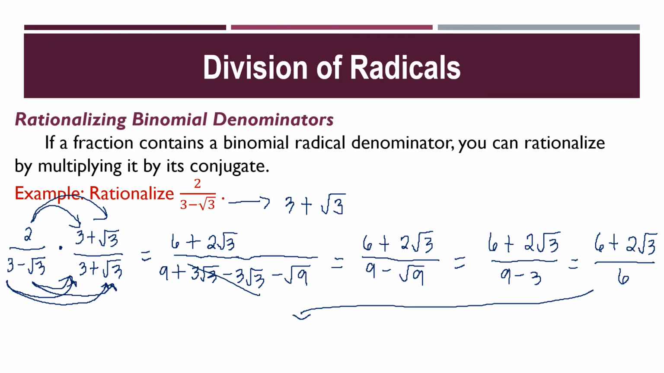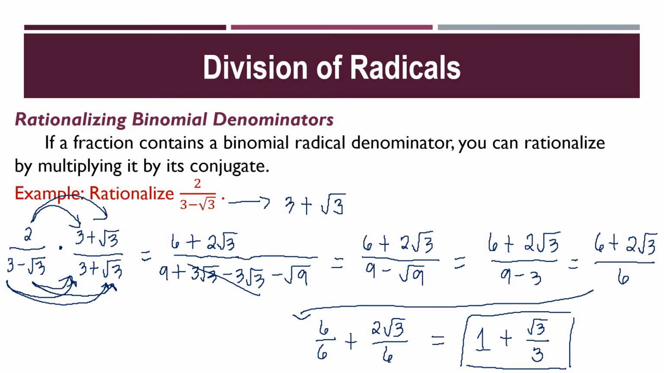Remember that this expression, 6 plus 2 square root of 3 all over 6, is the same as 6 over 6 plus 2 square root of 3 over 6. Simplifying the fractions, 6 over 6 is equal to 1, plus simplify 2 over 6 in lowest terms. 2 over 6 is 1/3. So the simplest form of 2 square root of 3 over 6 is square root of 3 over 3. This now will be our final answer: 1 plus square root of 3 over 3.